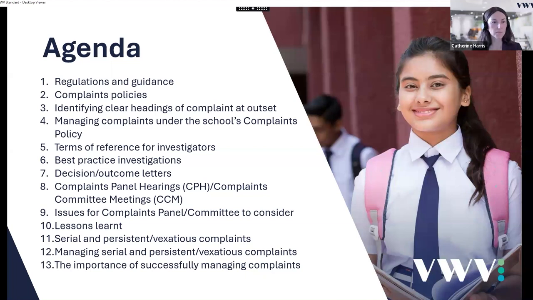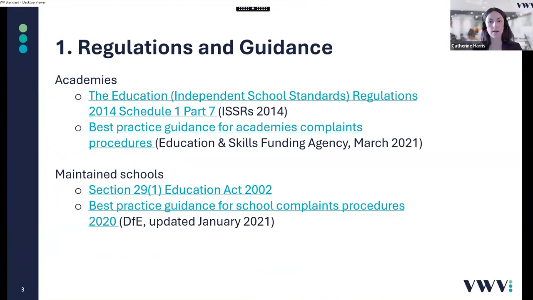So if we move to the next slide, the first thing we're going to look at today is the relevant regulations and guidance that applies to an academy's and maintained school's complaints procedures. For an academy, the relevant regulations are the Education Independent School Standards Regulations 2014, and that's Schedule 1, Part 7 of those regulations. You should be aware that under the Academies Act, academies are independent schools. The main difference between an academy and an independent school is that an academy is funded by the DfE via their funding agreements, rather than via a contractual relationship with the parents. That means that the independent school standards regulations do apply to academies. And it's Part 7 of those regulations which sets out the manner in which complaints must be handled by academies and the requirements for their complaints policies.